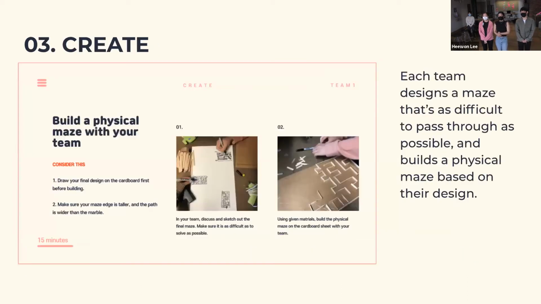In the create phase, the students will be split into teams of around 2 or 3 people per team, and each team designs a maze that's as difficult to pass through as possible, and they will build a physical maze based on their design. There are several pictures of the process of building the maze. We'll give them a glue gun, cardboard sheets, and popsicle sticks, and then they will build a physical maze.